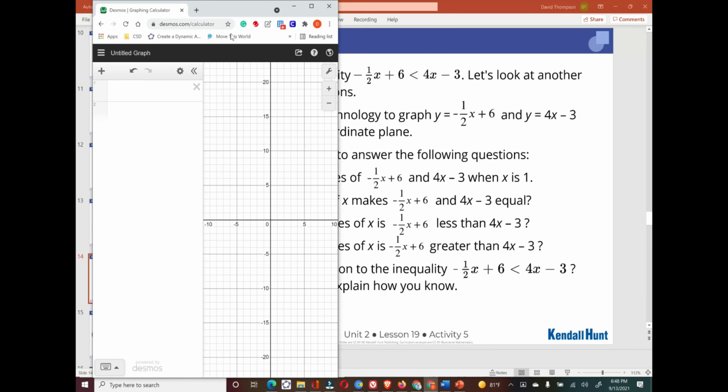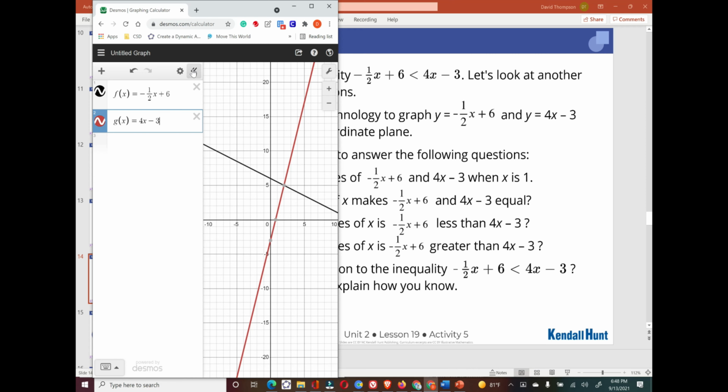Let's just shrink it down. So we'll just say f of x, so it'll make my job easier when I do a future question. So f of x equals negative 1/2 x plus 6. And then the next one we'll call g of x, g of x equals 4x minus 3. This is function notation, by the way.